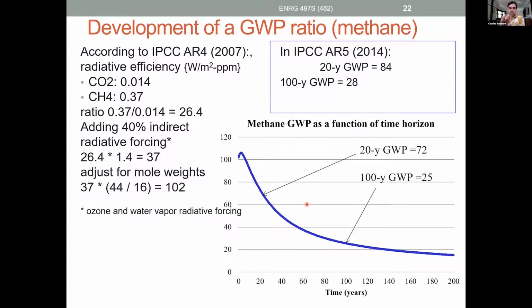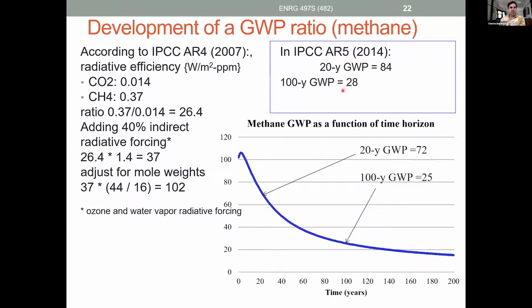It's not only stronger initially, it's better at absorbing and re-emitting infrared radiation. It decomposes into CO2 and then hangs out for a long time. But it decomposes relatively quickly, and after 100 years, the global warming potential of methane is only 25 kilograms of CO2 versus 72 at 20 years, or 28 in AR5 versus 84 at 20 years. So we should be using AR5 in this class because it's the most recent information. Generally, society and carbon accounting and policymakers always use this 100-year global warming potential value.